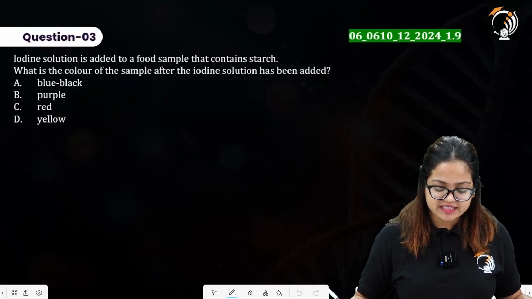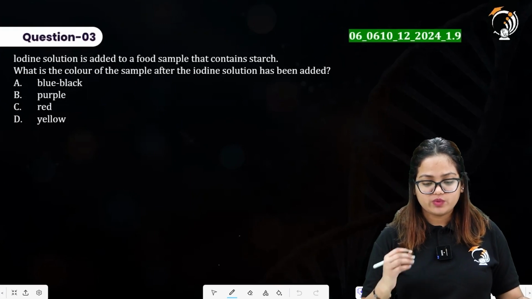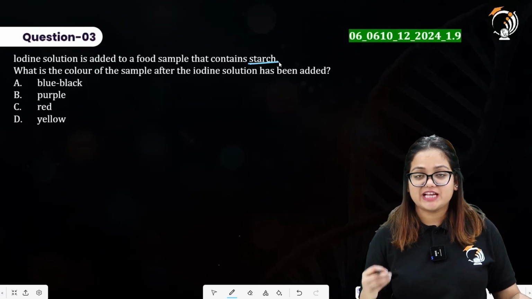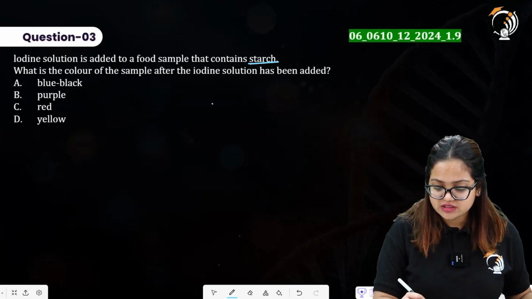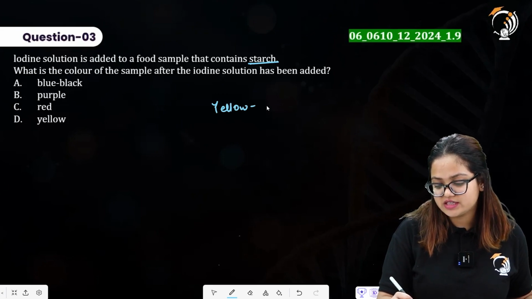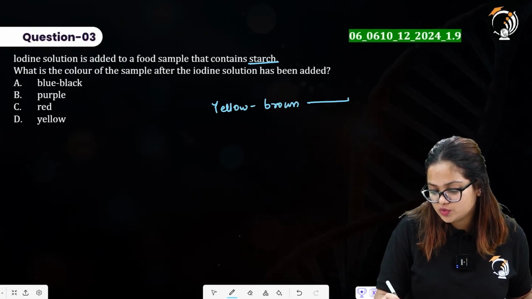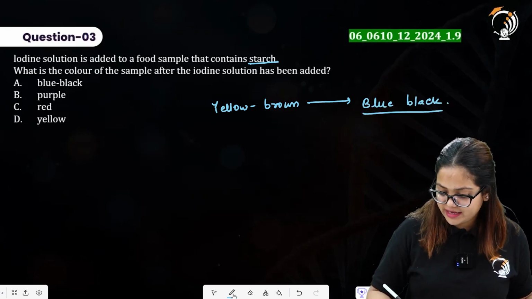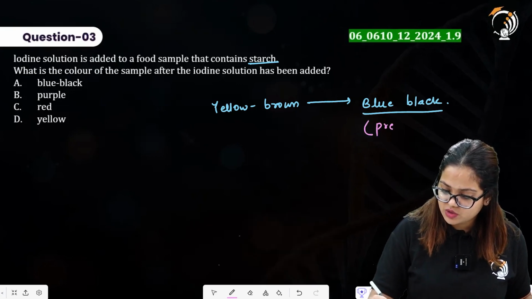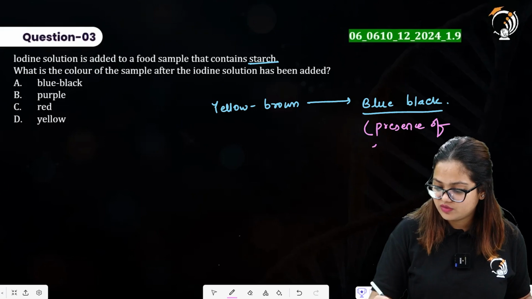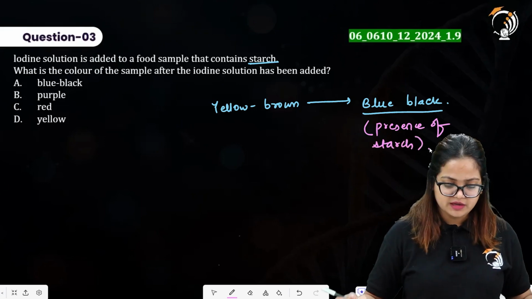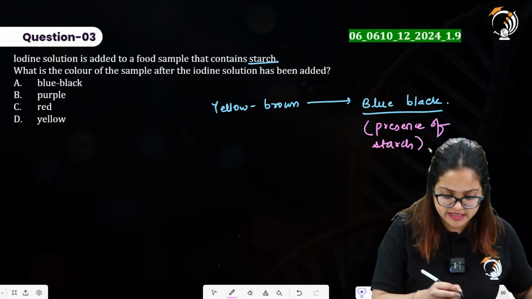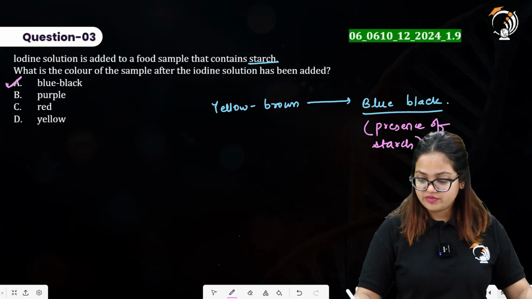Then we have question number 3 that says, iodine solution is added to a food sample that contains starch. All right. What is the color of the sample after the iodine solution has been added? So iodine solution turns from yellow brown, or you can say orange brown, to blue black in color in presence of starch. So blue black color here signifies presence of starch. So it is blue black in color. All right. Moving to next question.